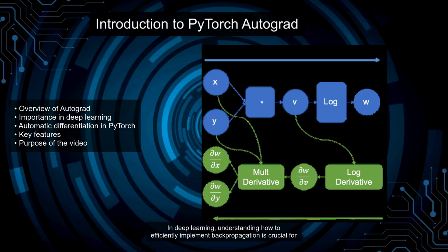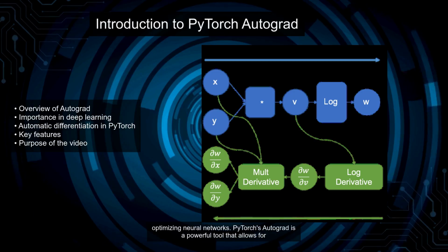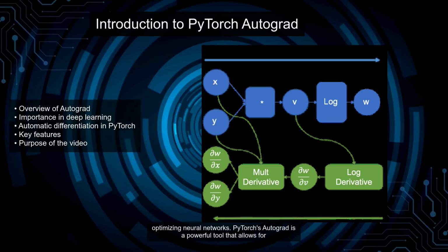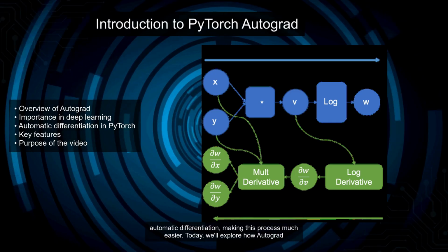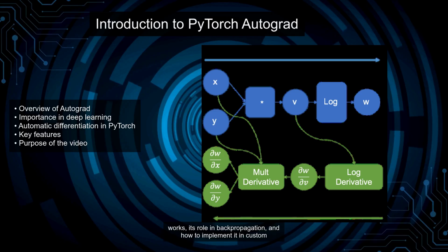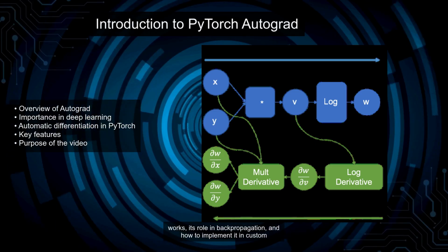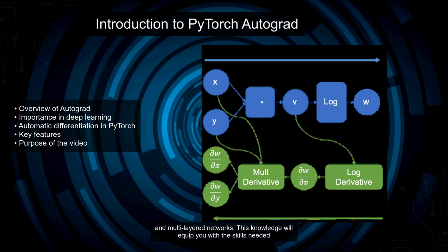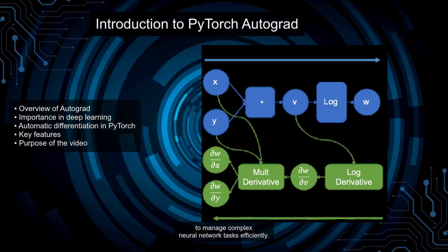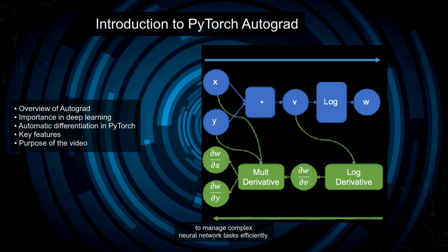In deep learning, understanding how to efficiently implement backpropagation is crucial for optimizing neural networks. PyTorch's Autograd is a powerful tool that allows for automatic differentiation, making this process much easier. Today, we'll explore how Autograd works, its role in backpropagation, and how to implement it in custom and multi-layered networks. This knowledge will equip you with the skills needed to manage complex neural network tasks efficiently.